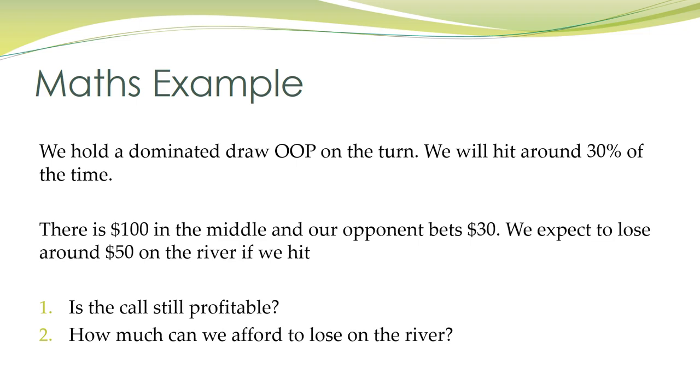Question number 2, regardless of whether the call is profitable currently, how much can we afford to lose on the river or on the later streets? So is it okay to lose $50? Can we lose more than $50? What's the exact point where we have to say, now we're breaking even, but if we lose any more than this on the later streets, we now have to fold on our current street?